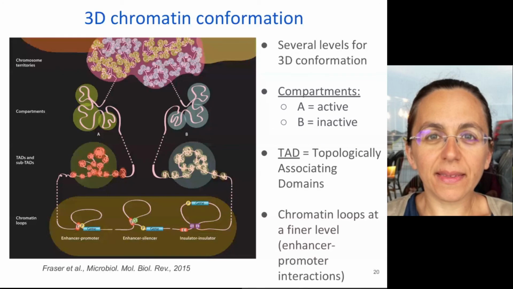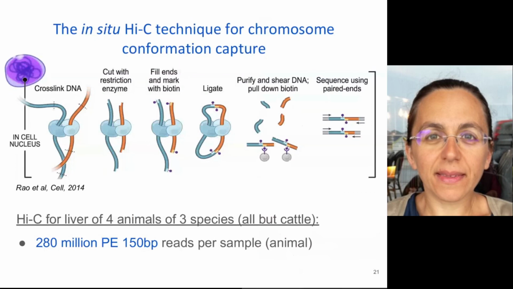And for example, in these chromatin loops, you can find the ones that connect enhancers to promoters, which are so interesting. And then on slide 21, looking at chromosome conformation capture, we use the in situ Hi-C technique indicated here, that comes from Rao et al. Cell 2014, that maybe you know.